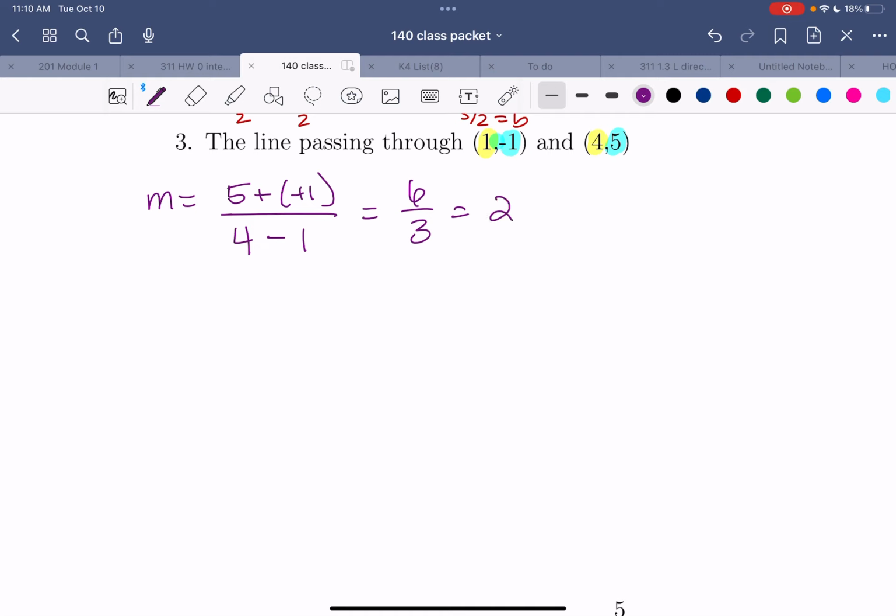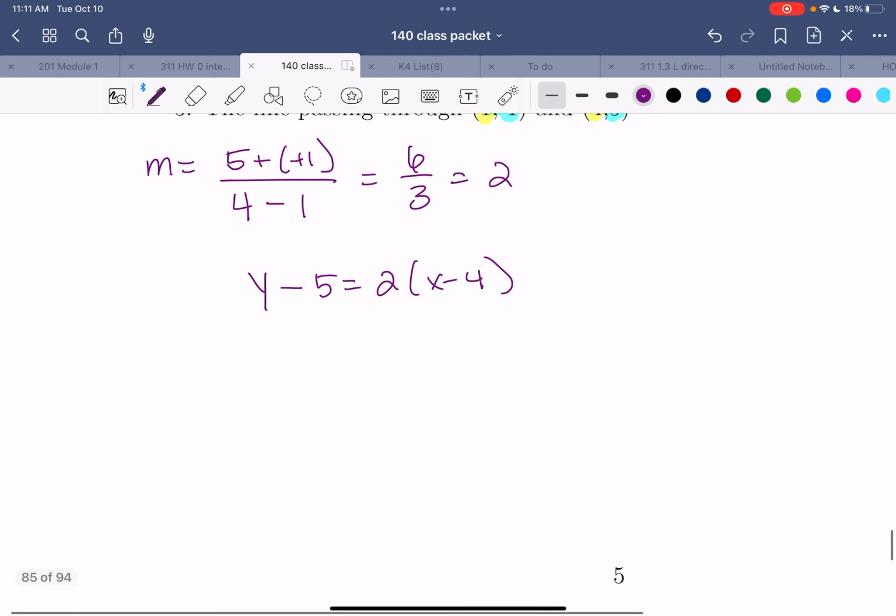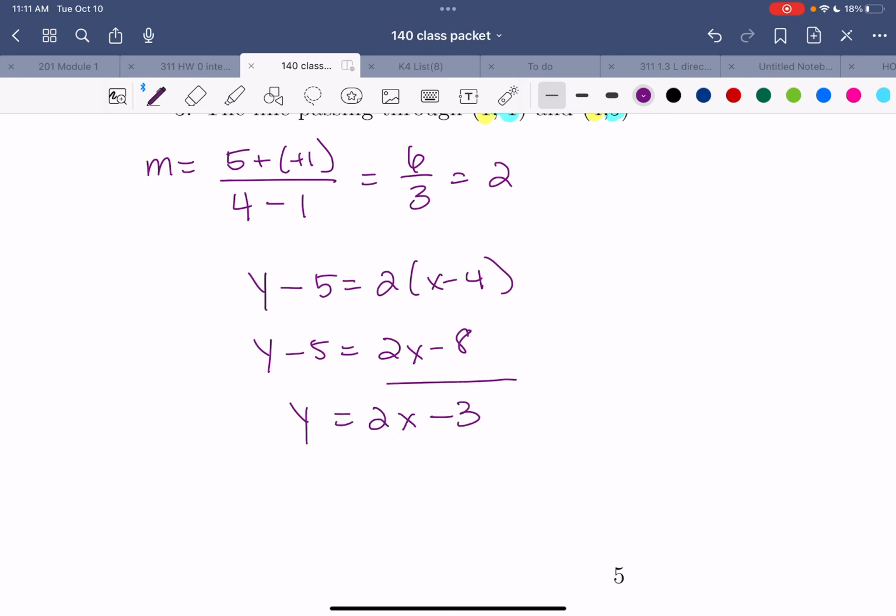And I'm going to go point slope here. So y minus, I'm going to go with (4, 5), so I don't have to deal with negatives. So y minus 5 is equal to 2 times x minus 4. If we want to solve this for y, let's go ahead and distribute. And we're going to add 5 to both sides. And I get 2x minus 3.